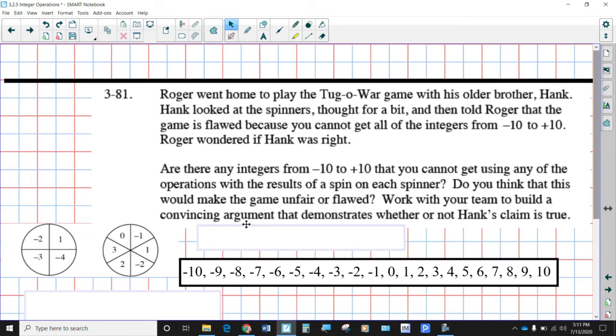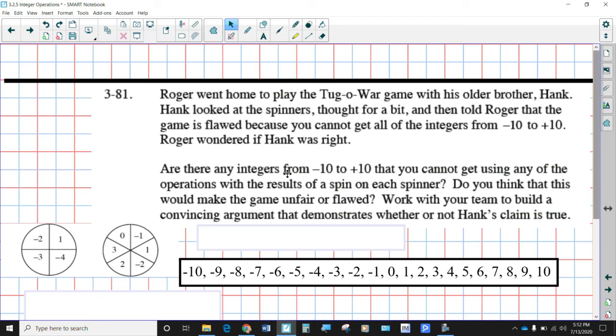All right, now we're going to have to do a little exploration. You're going to take a little time on this, but I'll reveal what I found out. So Roger went home to play the tug of war game with his brother, his older brother, Hank. Hank looked at the spinners, thought for a bit, and then told Roger that the game is flawed because you cannot get all of the integers from -10 to +10. Roger wondered if Hank was right.